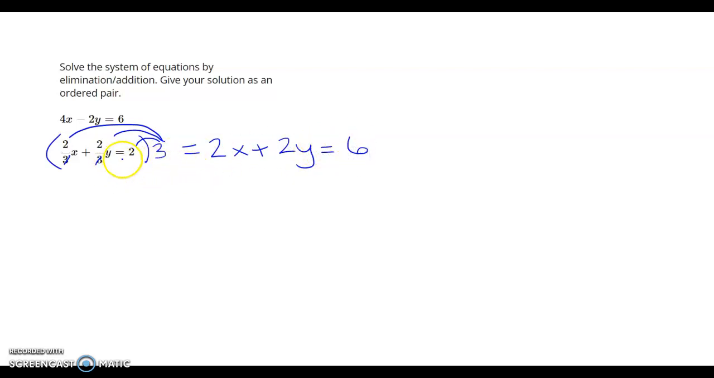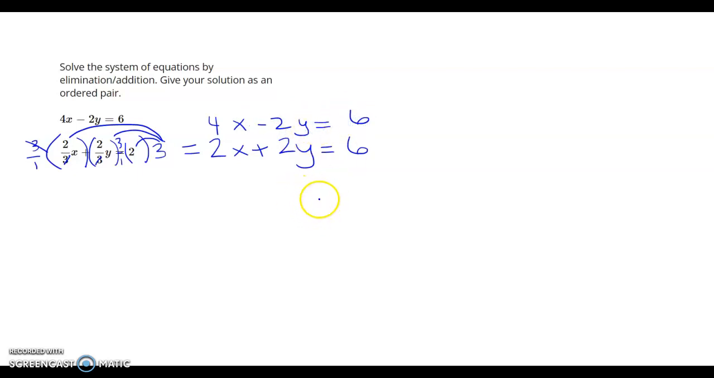Now if this feels too confusing to just distribute like that, I would just write 3 over 1, so you can cancel it, and then 3 over 1, and then another 3. And you probably would want to write it out so you have a little more space. Okay, so we have that bottom equation. It looks much nicer now. And then we have 4x minus 2y equals 6.